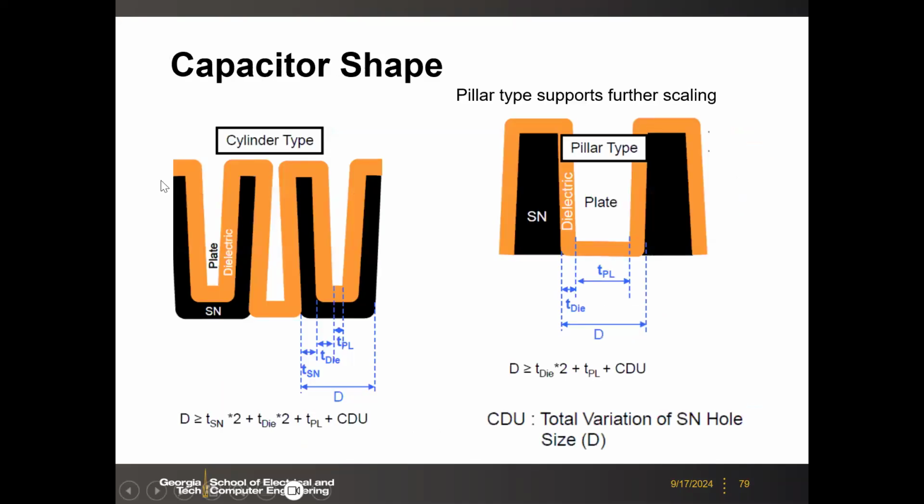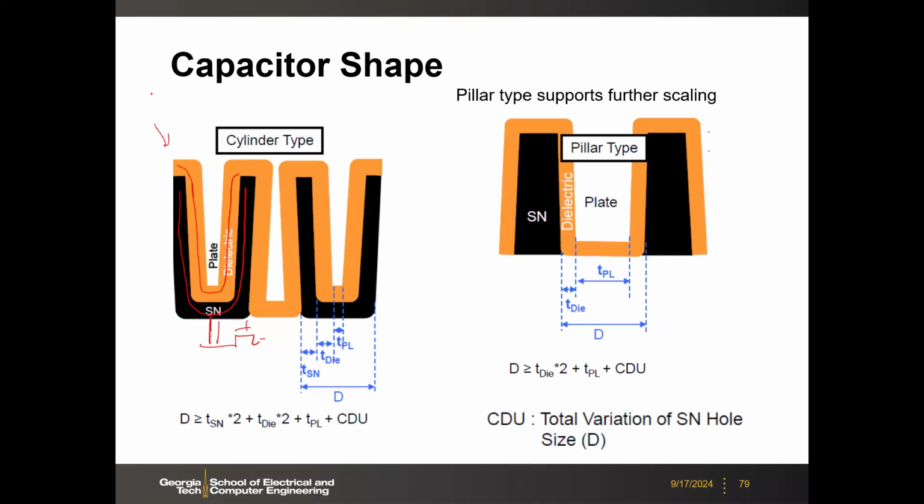Okay, so the capacitor shape, right? Previously, it's more like the cylinder type. Is the storage node standing up like this? You have the drain contact here, right? Contact via to the drain of the transistor. And then you're going to have the metal, like a U-shape metal first, and then you fill in the sidewall with this dielectric.